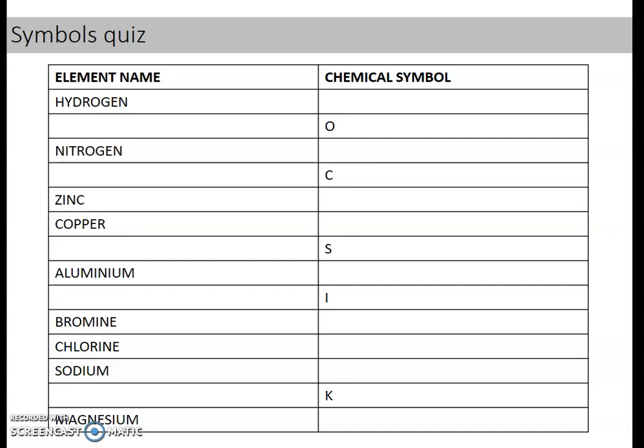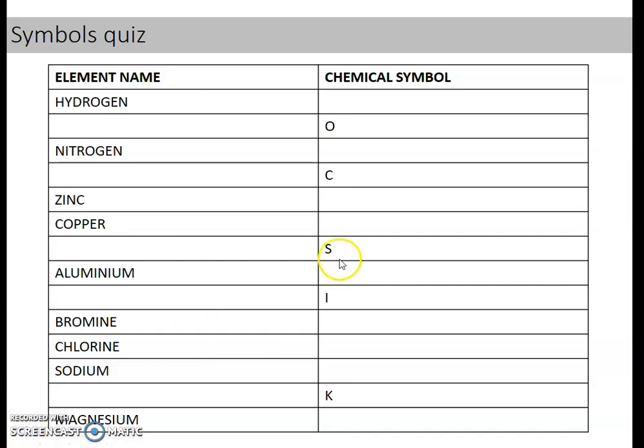What I'd like you to do is find the element name and the chemical symbol. For the first one, the element name is hydrogen. You'd need to look it up on the periodic table and see what the chemical symbol is. For the second one, you've been given the chemical symbol, so you need to find out the element name. I'll give you a few minutes to do that, and then we'll go through them.